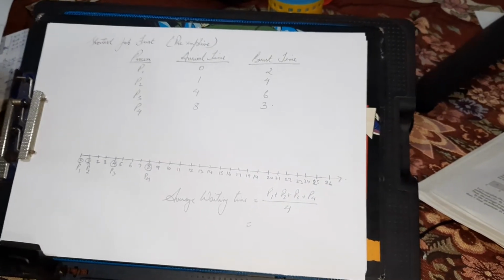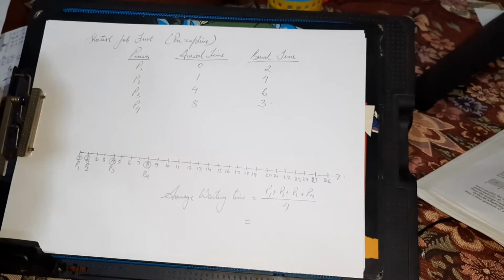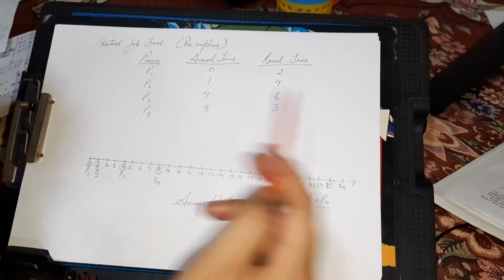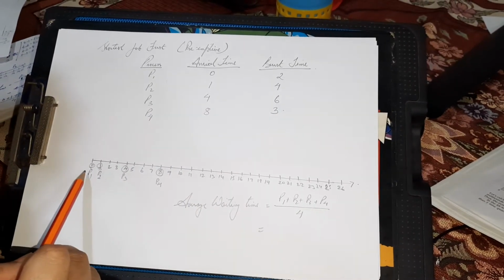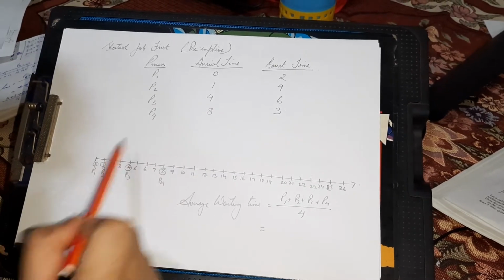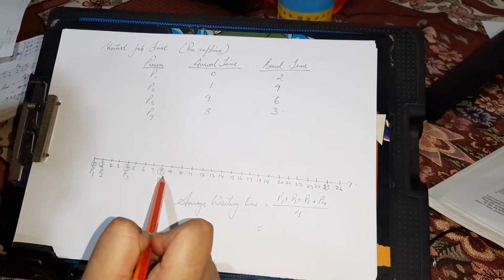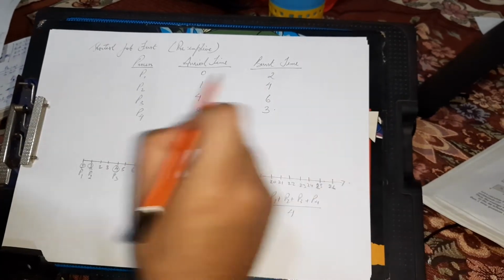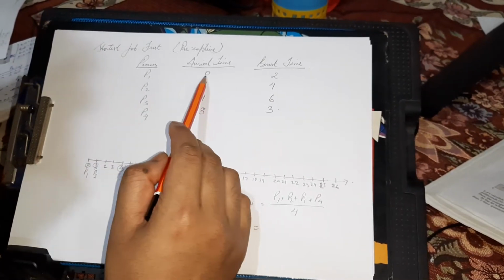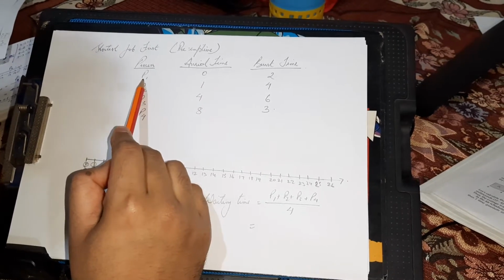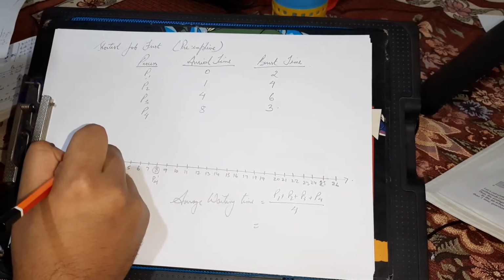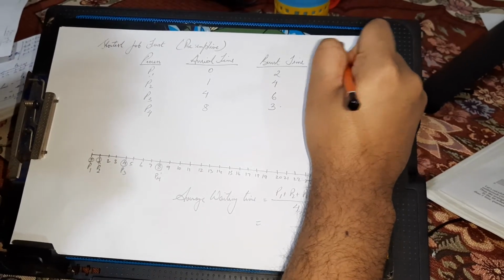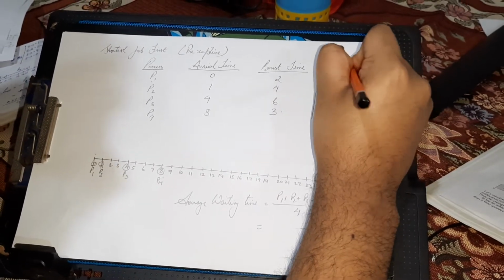Alright, this is the second example for shortest job first, preemptive. I've marked here P1, P2, P3, P4 as usual, with arrival times 0, 1, 4, and 8 milliseconds. This is their burst time. So let's start. At 0 arrival time, only P1 exists, so P1 will start running. Let us put here the finish time like we did earlier.